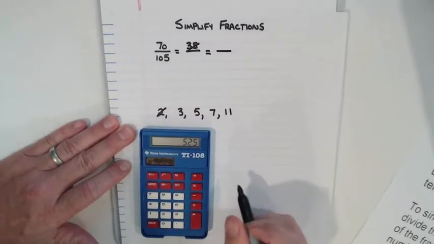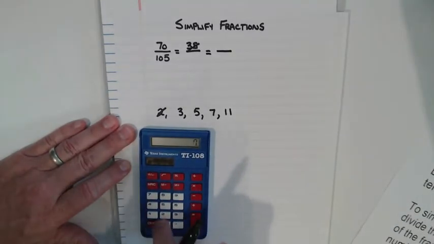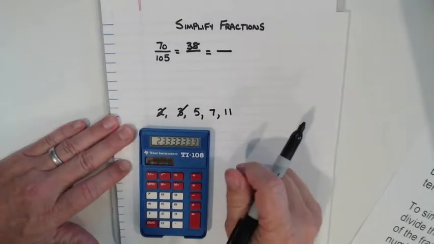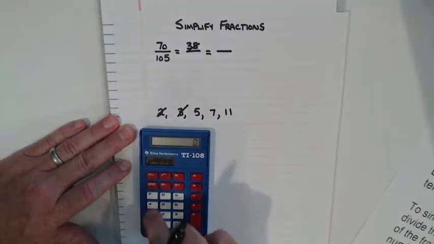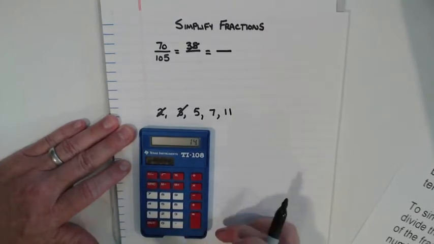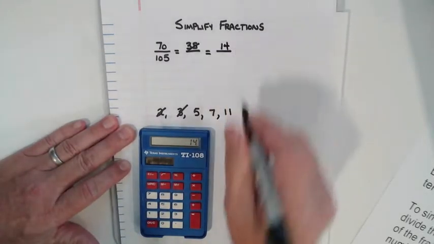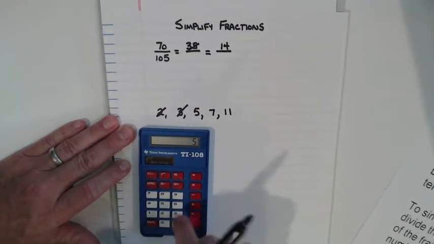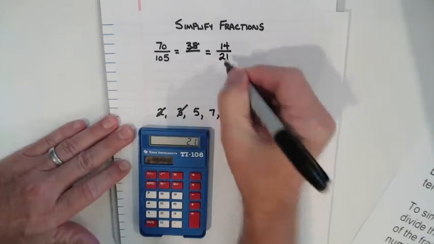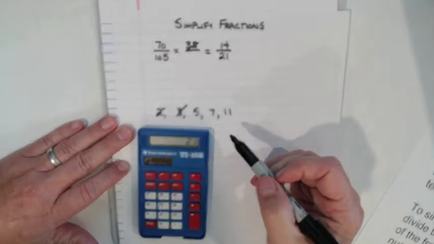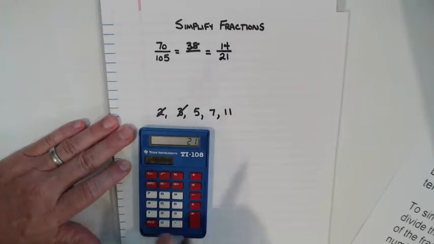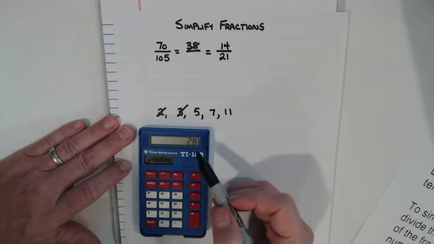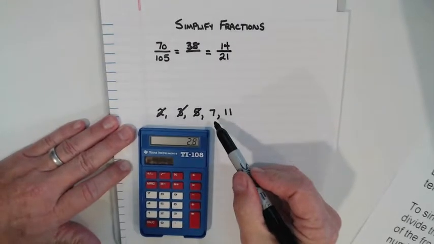Let's make another fraction over here, and let's try 3. 70 divided by 3. Decimal. 3's not working. I go to the next number on my list. 70 divided by 5. 14 in the top. Let's see if 5 will go in this one down here. 105 divided by 5. 5 worked for the top number and it worked for the bottom number. It worked once. Let's see if it'll work again. 14 divided by 5. Got a decimal. So 5's no longer working. Go to the next one on my list.